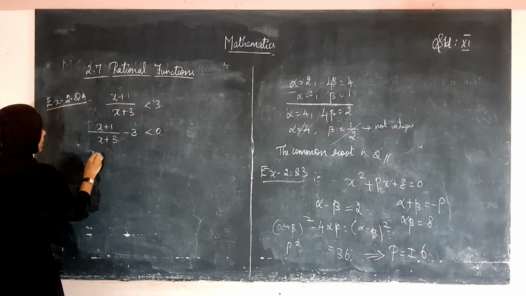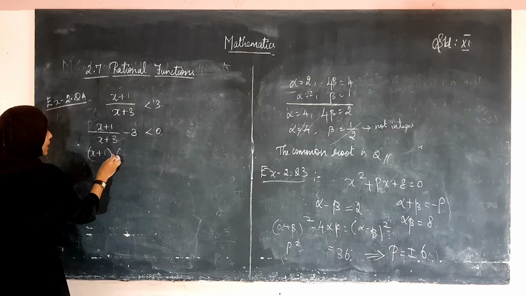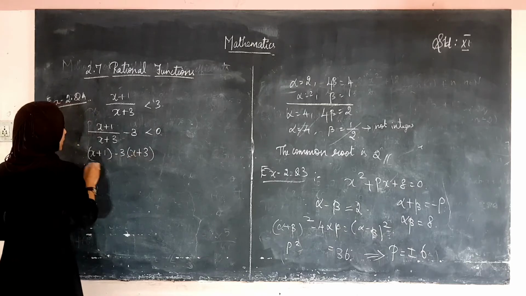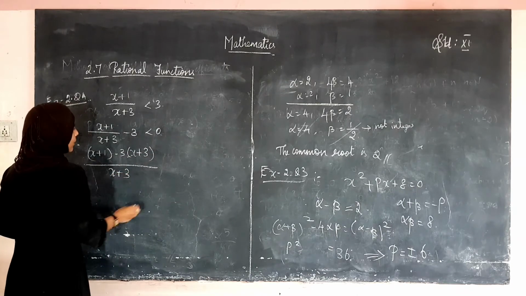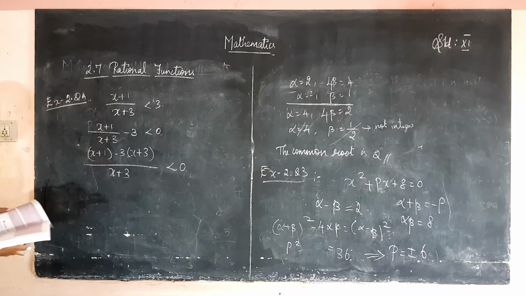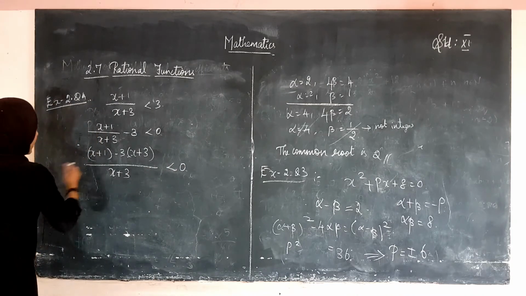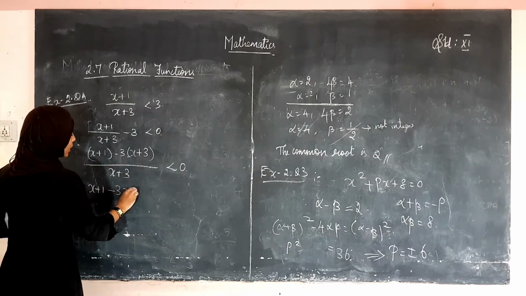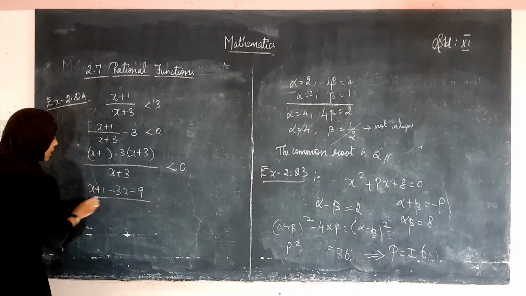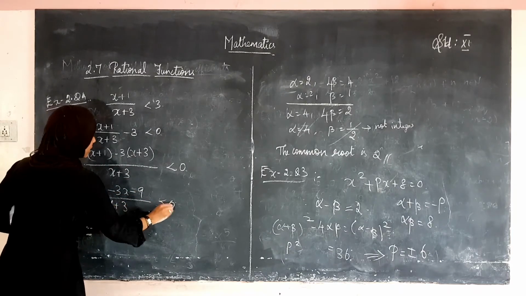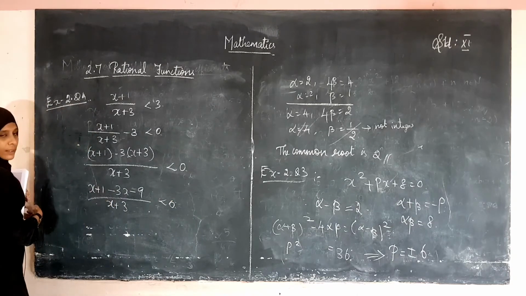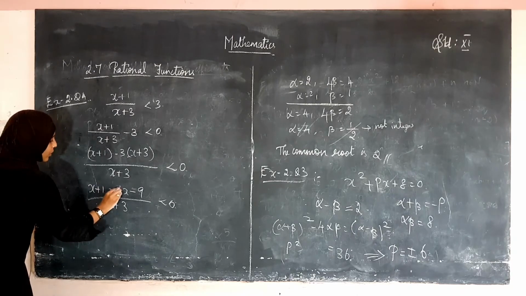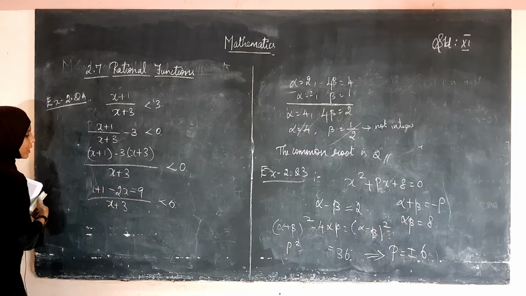So on cross multiplying, x plus 1 minus 3 into (x plus 3) divided by (x plus 3) which is less than 0. Now factorize this. Solve this. x plus 1 minus 3x, minus into plus, minus 9, divided by x plus 3 which is less than 0. So x minus 3x is minus 2x, right? It becomes minus 2x, and minus 9 plus 1 is minus 8.